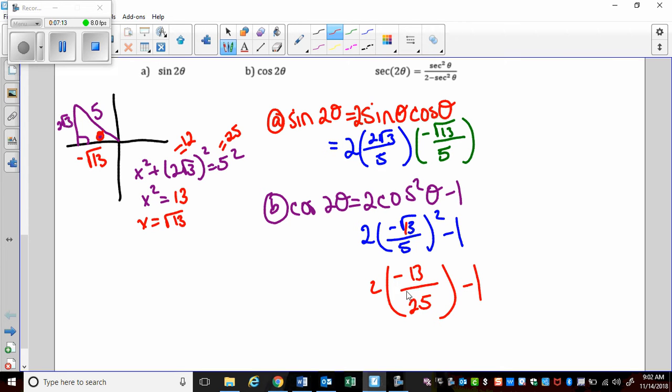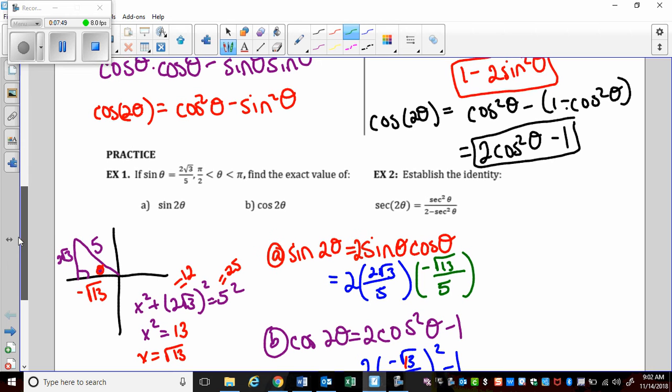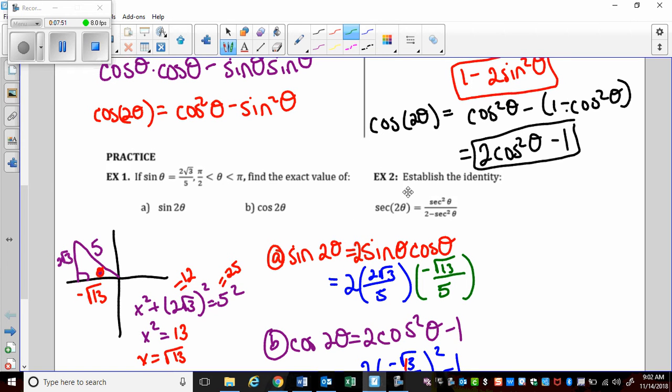And this is going to become positive 13 now. 2 times 13 is 26 minus 1. This one will be 25 over 25, because 25 over 25 is still 1. But we have to have a common denominator. So this is just going to give me 1 over 25. Check my work, make sure I did it right. 1 over 25. I want you guys to try example 2. Try this one.